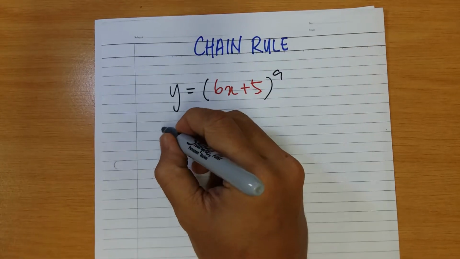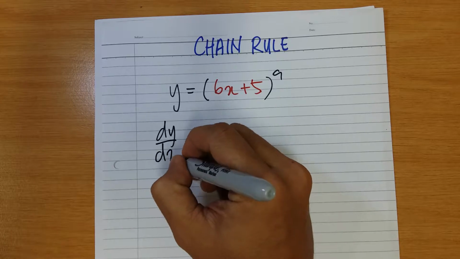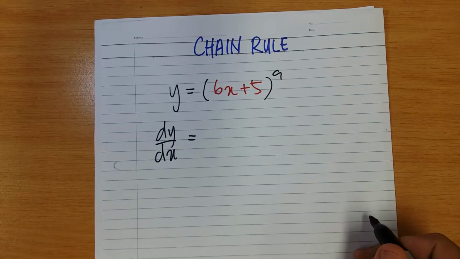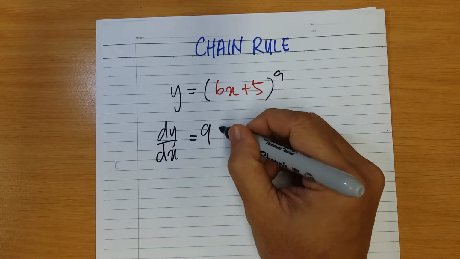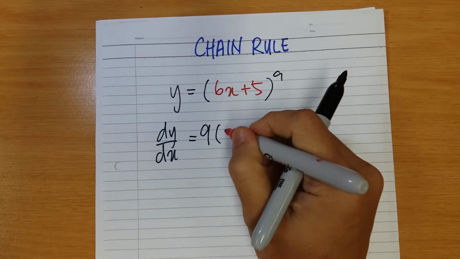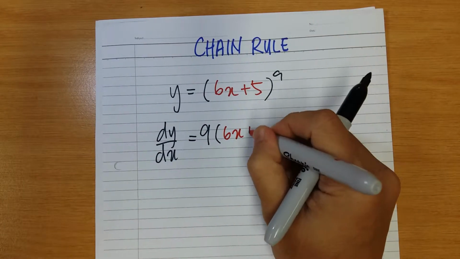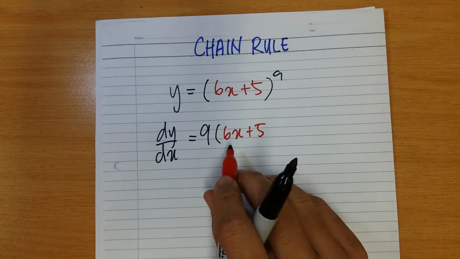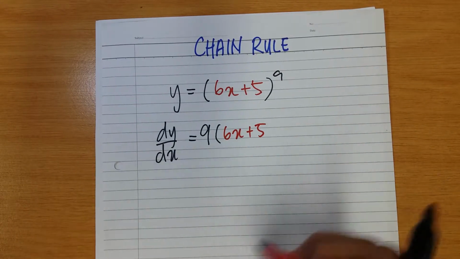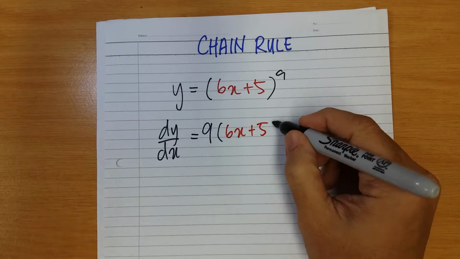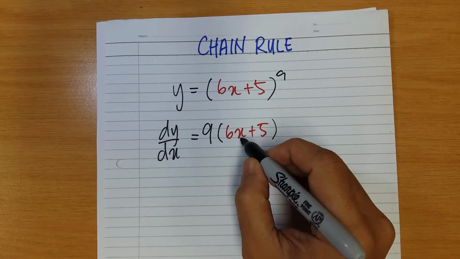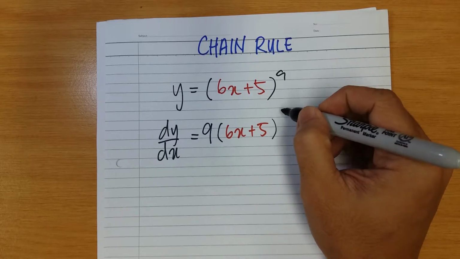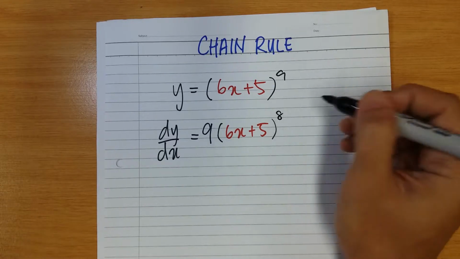So dy/dx, as we did previously with x to the power of 9, we're going to multiply 9 with the inside. Now you see here, we do not disturb whatever is inside the bracket yet. It is still 6x + 5. Now the power is reduced by 1.